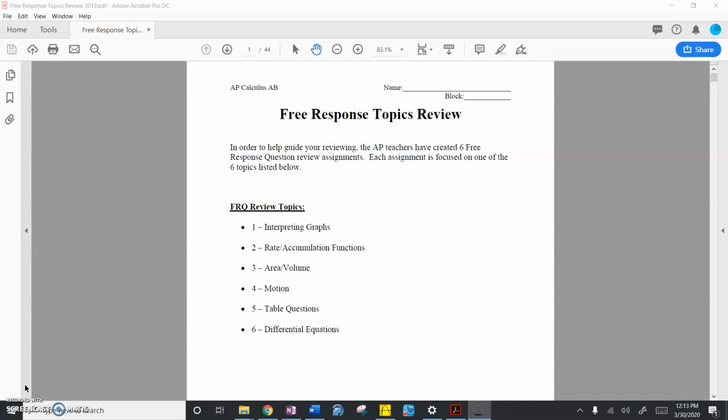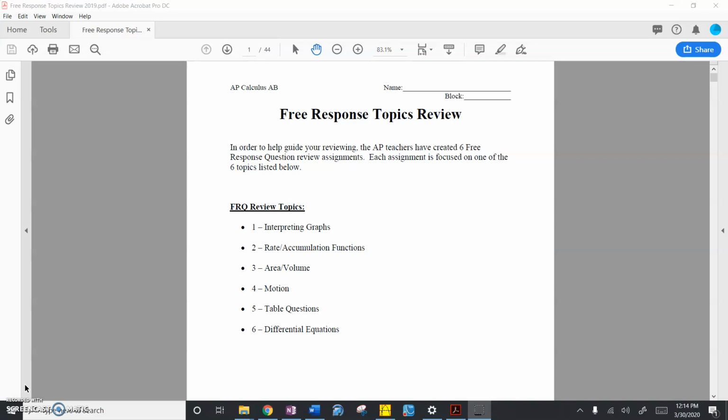And if you did not get a chance to pick this up before we left, then your teacher will have a link to a PDF of the document that you can either print or just do the problems in your own notebook. So the topic that I'm going to focus on today is the topic of differential equations, which was the most recent topic that we covered as a class.